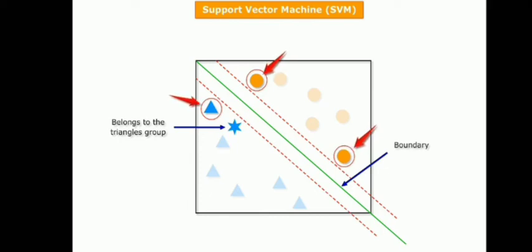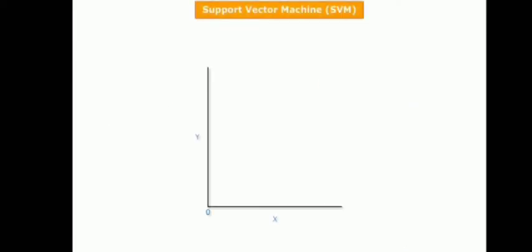These data points are called support vectors because they support the boundary. Why are they called vectors? This is because each data point or observation is a vector, which means that it is a row of data containing values for a number of different attributes. Take a look at this example to understand how support vector machines work.